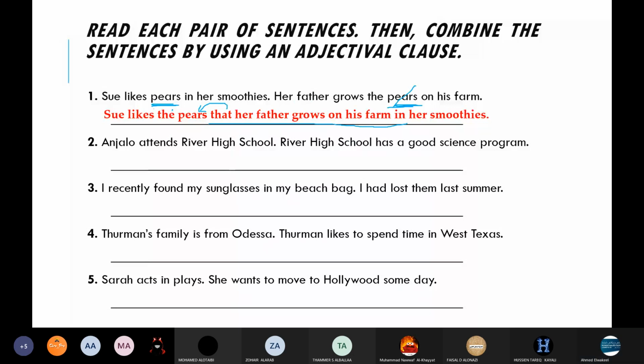Very good, Muhammad. And number 2, Angelo attends River High School. River High School has a good science program.